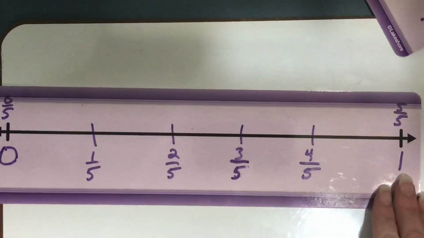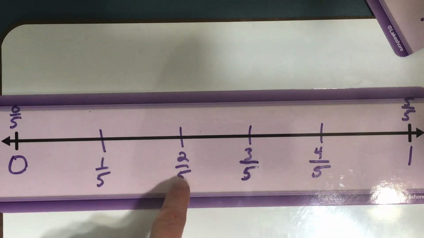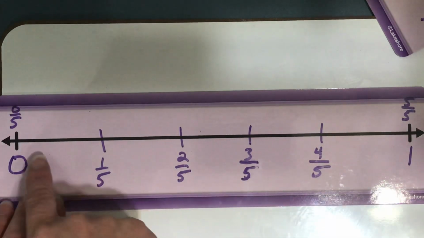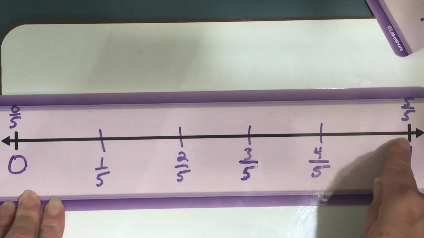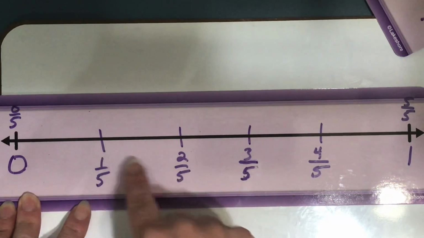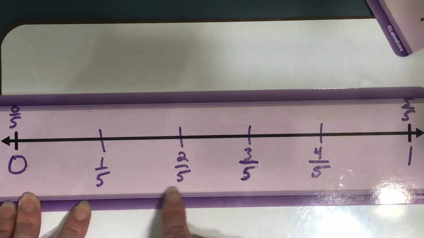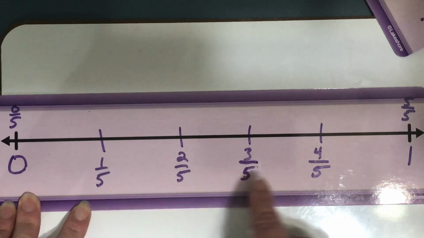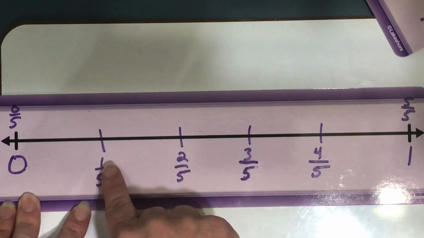So here I have a number line from 0 to 1. So 0/5, 1/5, 2/5, 3/5, 4/5, and 5/5, which is 1. As the numbers move across the number line to the right, they get larger as they move towards 1. So 2/5 is larger than 1/5 because my numerator 2 is larger than 1 because the denominators are both the same. 3/5 is larger than both 2/5 and 1/5. 4/5 is larger than 3/5, 2/5, and 1/5.